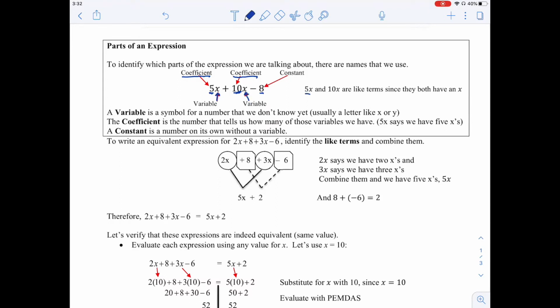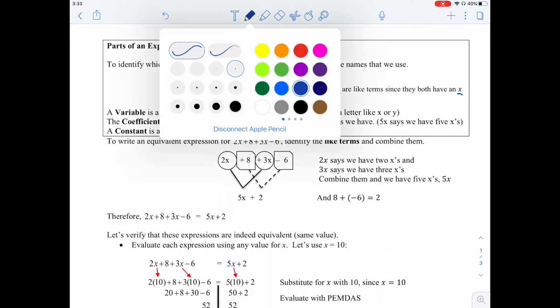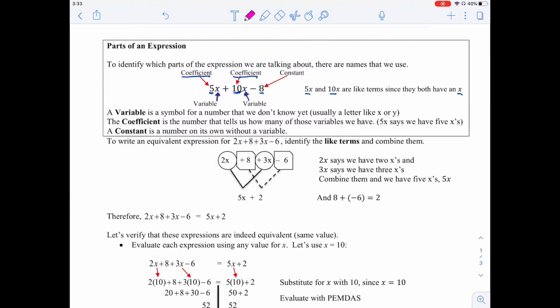And we can tell that 5x and 10x are like terms since they both have just an x with the same exponent. Now, if we change the exponent, let's say it was x squared, none of those would be like terms because none of them have an x squared. In order to be like terms, they have to have the same variable and the same exponent. So 5x squared and 10x squared would now be like terms, and now we can combine them.